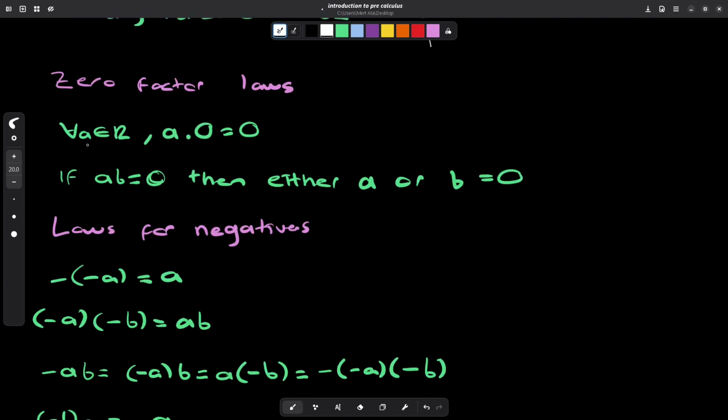Zero factor laws. For every a in the set of R, a multiplied by 0 is 0. If a multiplied by b is 0, then either a or b is equal to 0. Again, it's really easy to tell these, right?